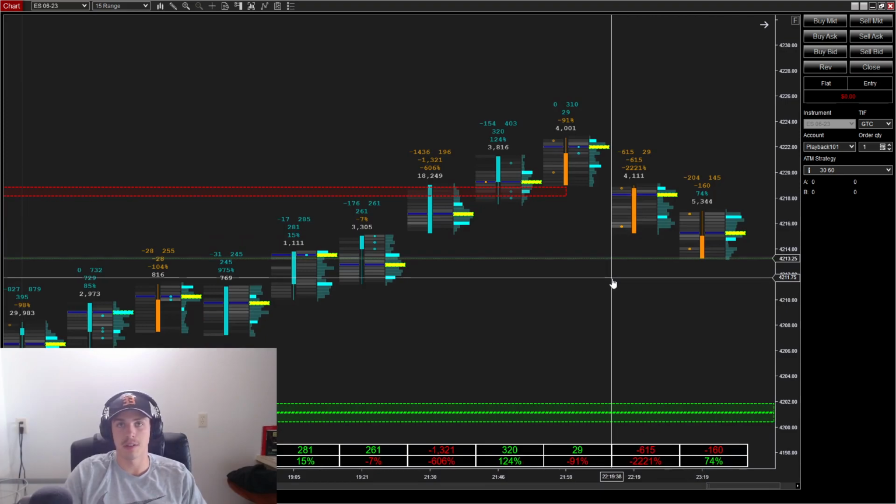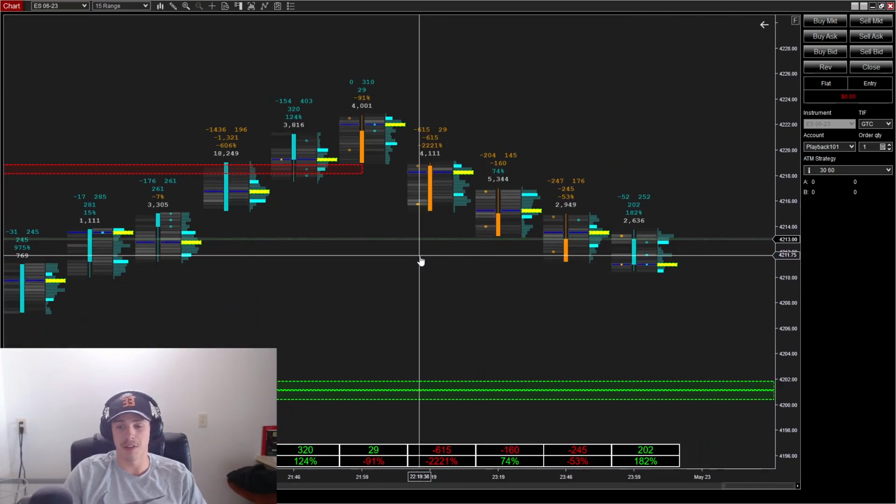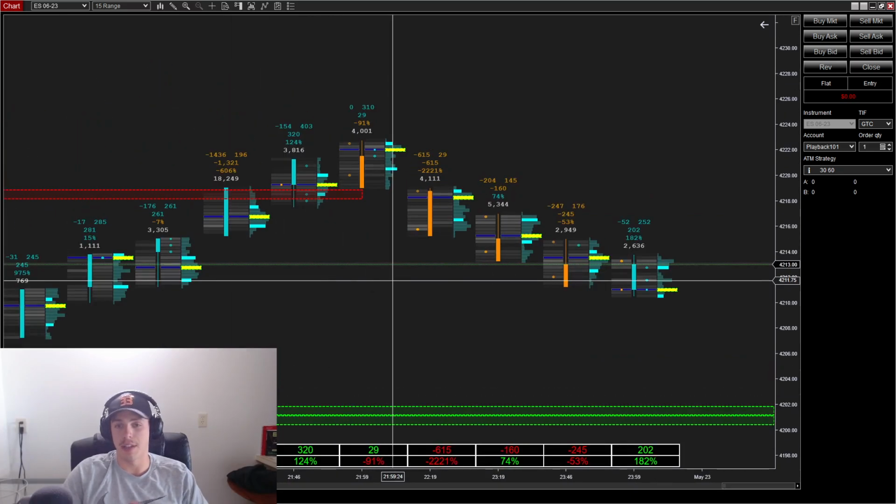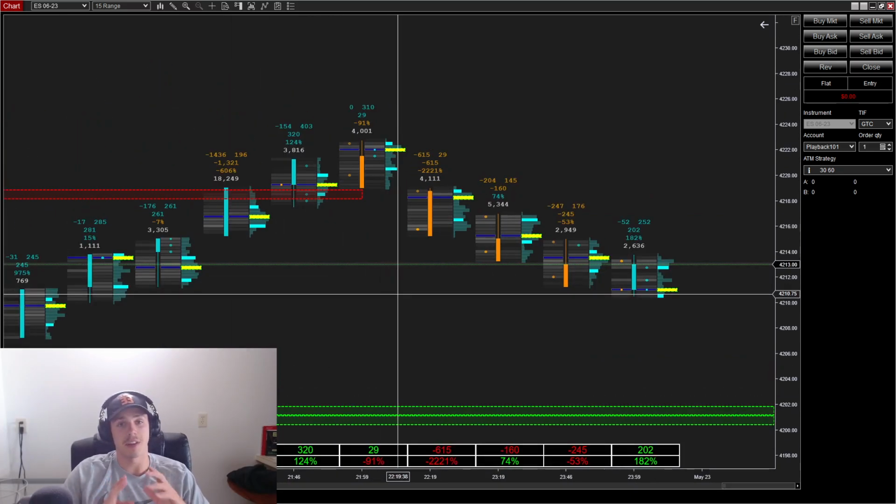It's hit or miss, but you can see you can play these delta divergences, manual enter, manual exit. They seem to have been working really well lately, so try them out on your own and give me some feedback.